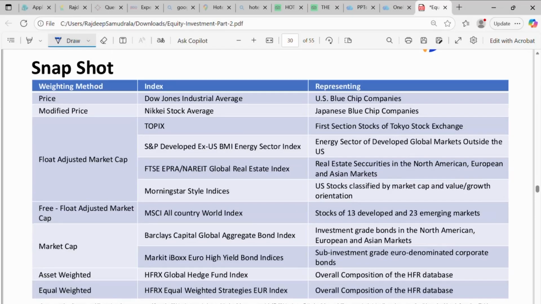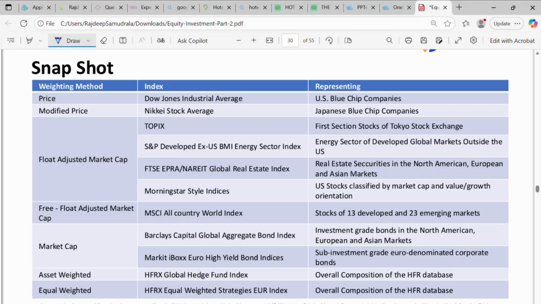Okay. Now if you look at a snapshot of what the various indices across the world are having and what is their basis, you'd be quite surprised. Many of them follow different norms and methods. If you've got a price weighted index, you have the Dow Jones, that's very popular for this. Dow Jones represents the US blue chip. They follow the price index. Surprisingly, they go by price, but obviously they don't have to rebalance it often.